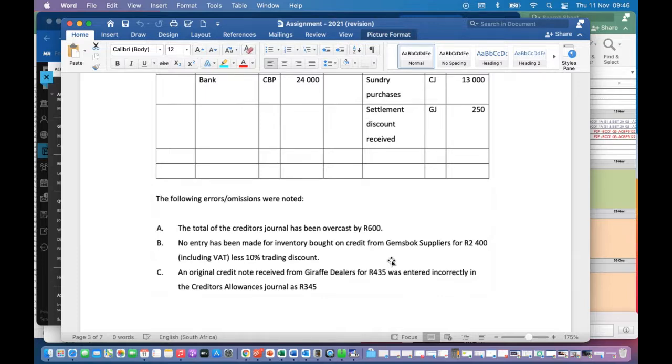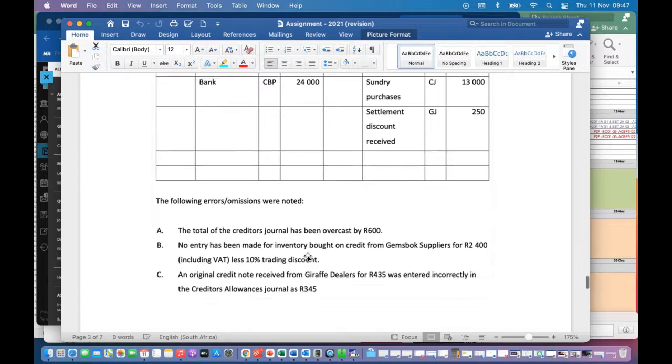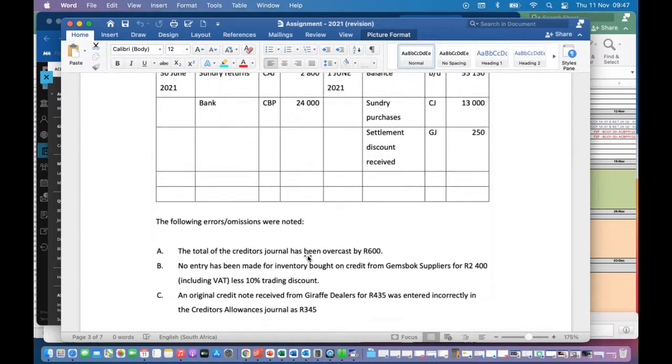So anyway, remember, they put in brackets including VAT. And then they said less 10% trade discount. So the first thing you need to do is remove the 10%. You don't need to remove the VAT, because in the creditors control, remember, we put the amount inclusive of that.